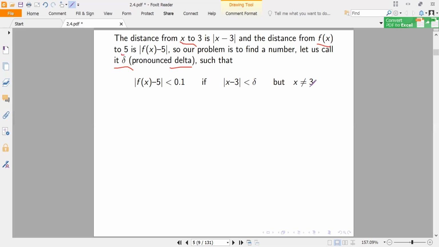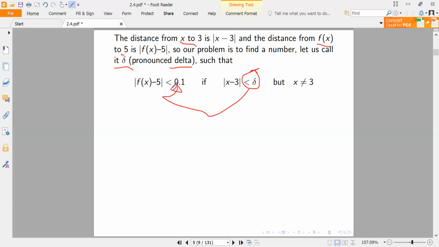Remember, our investigation is: for f of x to be closer to 5 by a difference of 0.1, what should be the distance between x and 3? That distance we call delta. So we want to know what this number delta is. Please note that if we had to guess delta, how many times would we guess such that the distance is less than 0.1? So this delta has to depend on this 0.1, right?